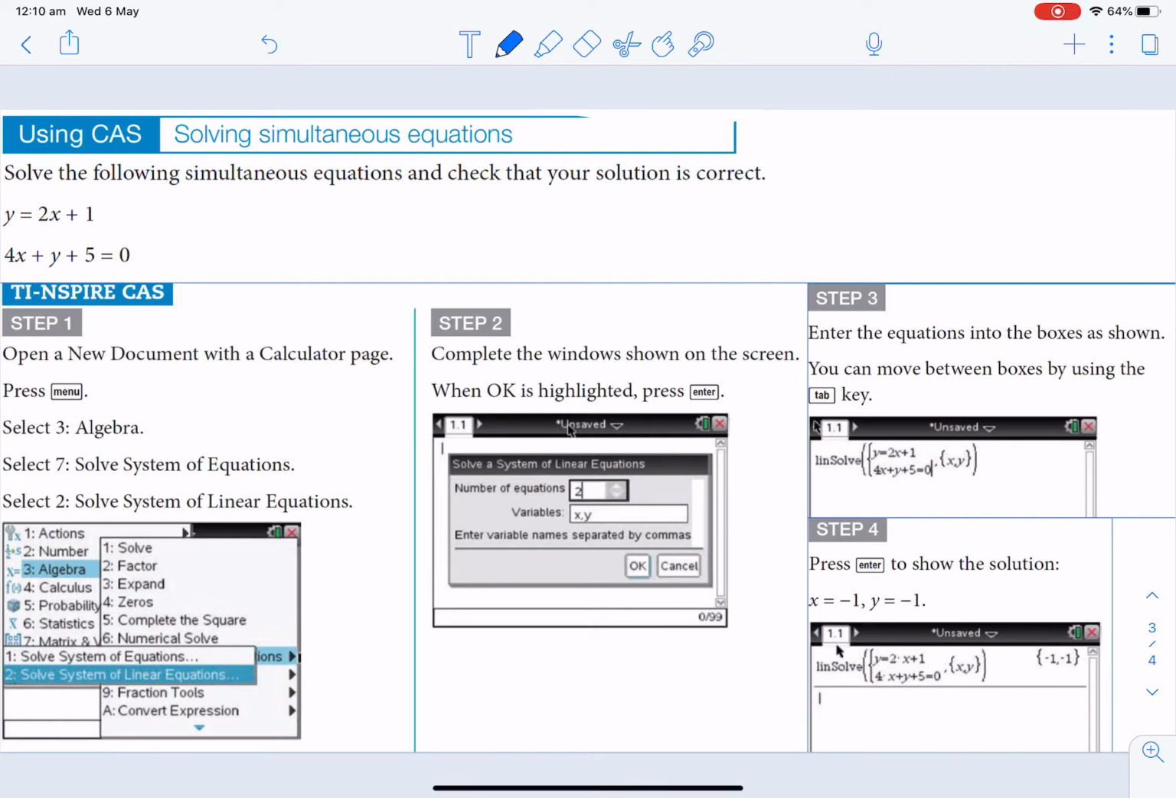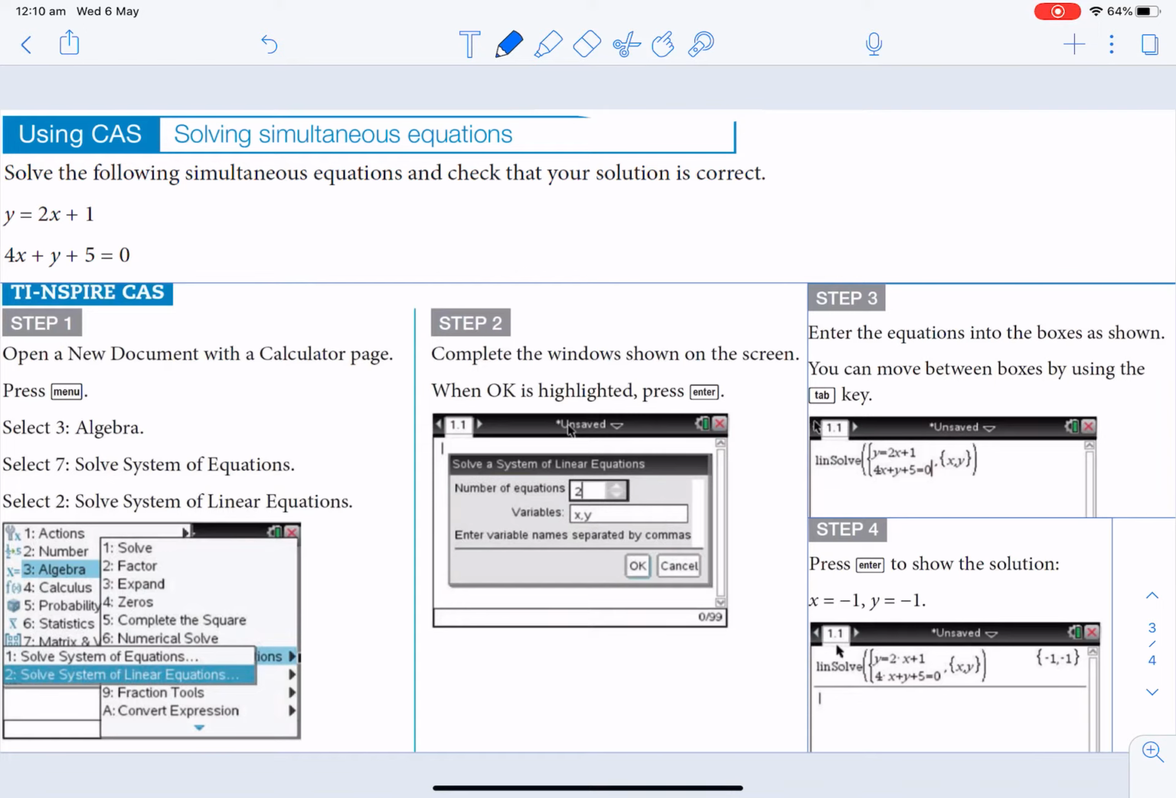Now you will have a pop-up screen, and on that pop-up screen, you keep number of equations as 2. If you had 3 equations, you'd change it to 3. If you had 4 equations, you change it to 4, but realistically, most of the time we're only dealing with 2. You would hit tab. Your variables are x and y. Most of the time we will keep it as x and y. Very, very rarely do we confuse you and change it. So keep that as x and y, hit tab and press OK.